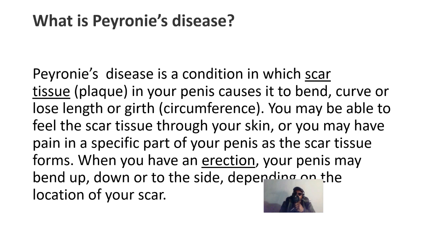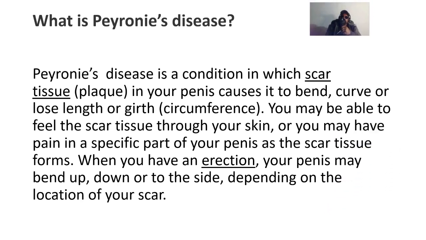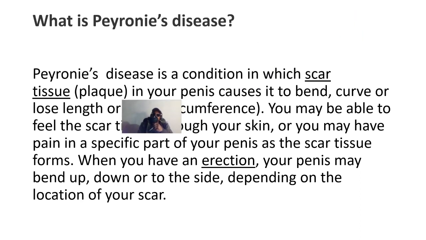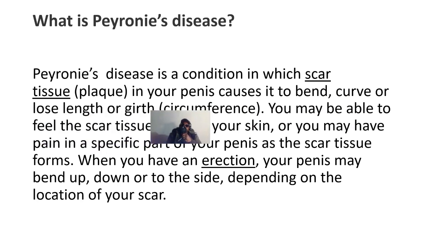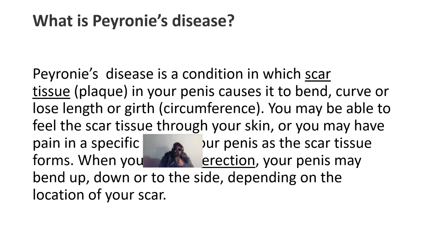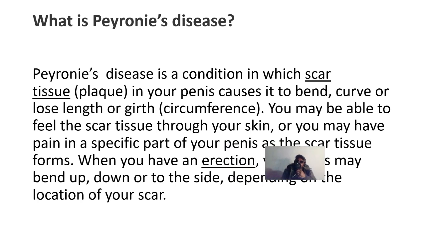So let me briefly describe to you what Peyronie's disease is all about, so that you can make an appreciation of what it is. So Peyronie's disease basically is a disease that affects the penis, and we are talking about penile ultrasound here. Peyronie's disease is a condition in which scar tissue or plaques, the calcification that I'm talking about, forms in your penis, and it causes it to bend, curve, or lose length or width, which is the circumference. You may be able to feel the scar tissue through your skin if you palpate, or you may have pain in a specific part of your penis as the scar tissue forms.